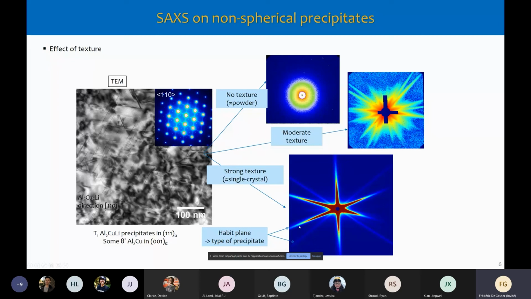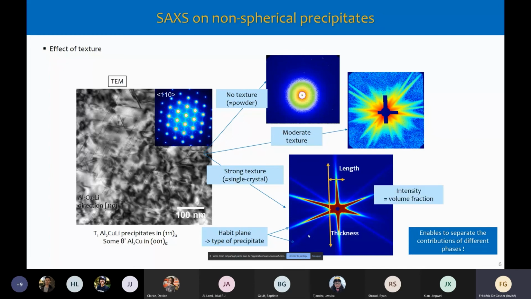Because different habit planes of the precipitates will give a streak in a different direction in this kind of SACs pattern. So here we have the T1s, which are the very bright ones, and the faint ones are the theta primes in the other orientation. So it can separate the contribution. But it can also give you not only volume fraction with the intensity, but also the thickness. It means the further the streak goes, the thinner the precipitates. And also, the broader the streak is, the shorter the precipitate. So it gives you the information on both directions.